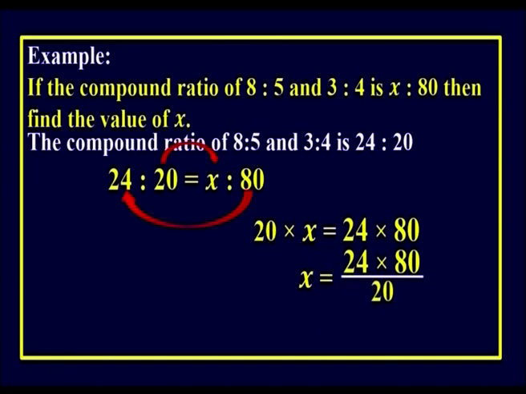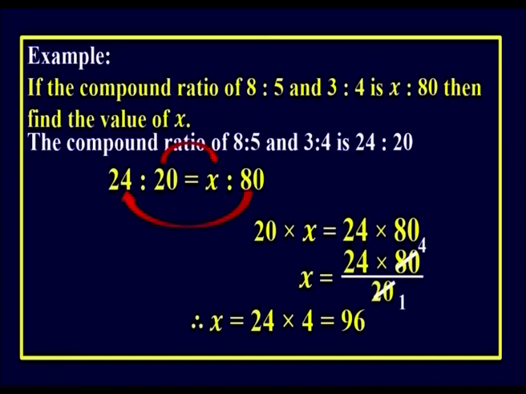Now, here we have something common, right, children? This 80 and 20. So, I can cancel with that common factor. 20 goes in 20 one time, whereas in 80, 20 goes 4 times. Now, what is left, children? 24 into 4. What do you get? Yes, x is equal to 96. Hence, the value of x is 96, children.